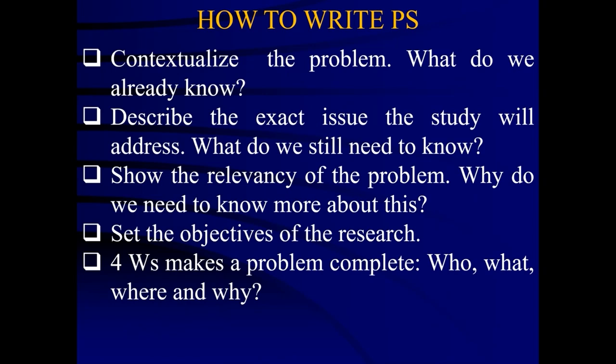Normally I advise students to think of 4 W's that make your problem complete. Once one of these 4 questions is not answered, it means your problem is not clearly articulated. The first one is who is affected by this problem. That's the first thing. So when you write a problem statement, we need to see who is affected. And then the second one is what. What is the problem? You need to clearly clarify what the problem is all about.